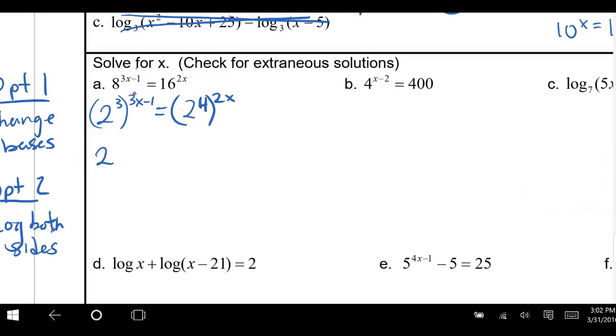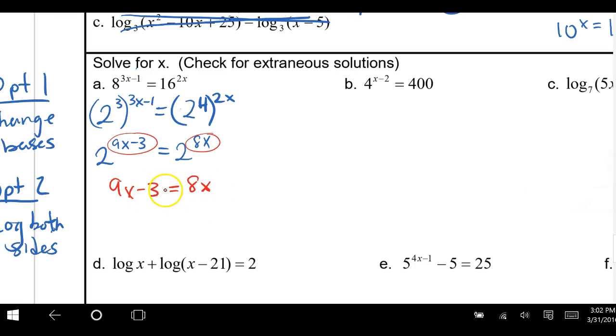And here we want to distribute this 3, so 3 times 3x is 9x. 3 times negative 1 is negative 3. And then same thing over here, multiply the exponents. 4 times 2x is 8x. Now since our bases are the same, we can set them equal to each other. So we'll do 9x minus 3 equals 8x. And then just solve this like you would any other equation. I want my variables to be isolated, by themselves, and I want my constants, or my numbers, to be on the other side.